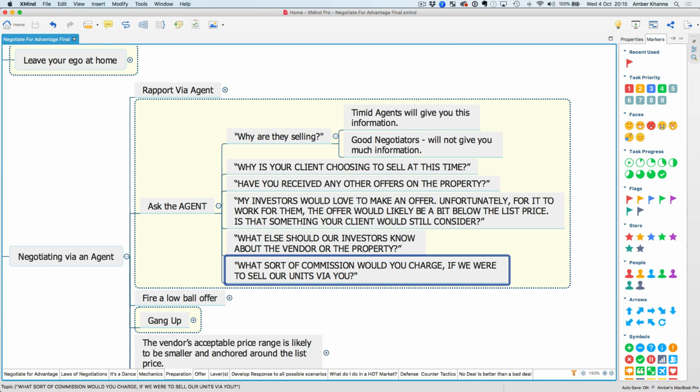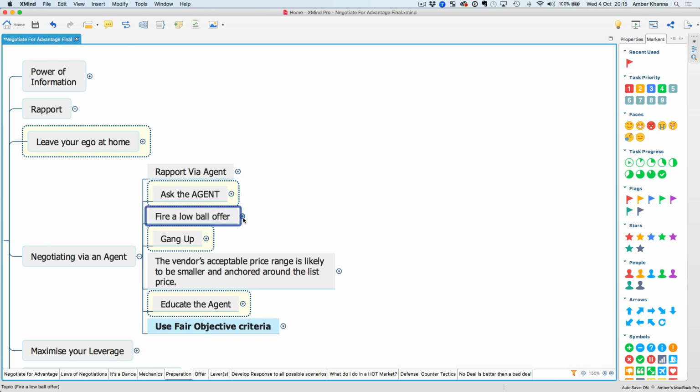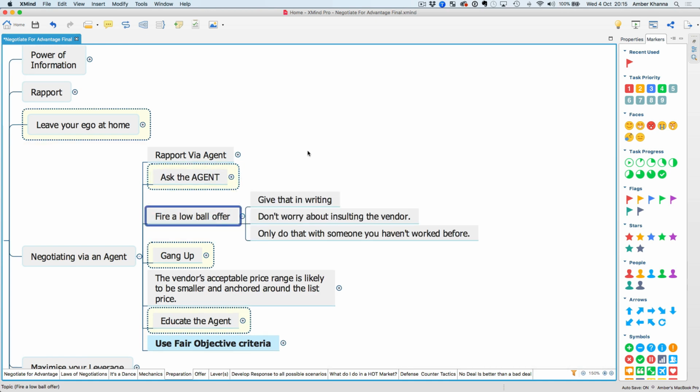Another question you can ask is, my investors would love to make an offer. Unfortunately, for it to work for them, the offer would likely be a bit below the list price. Is that something your client would still consider? So what am I trying to do? I'm trying to figure out the minimum acceptable offer. This question is designed to uncover what the minimum acceptable offer is going to be.